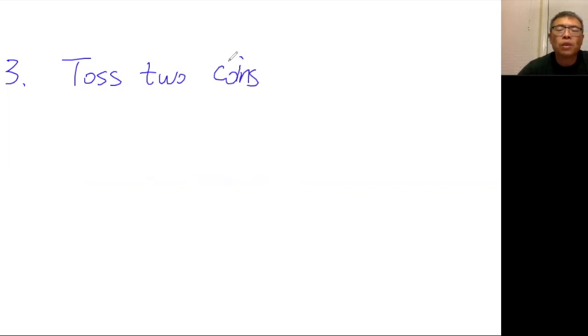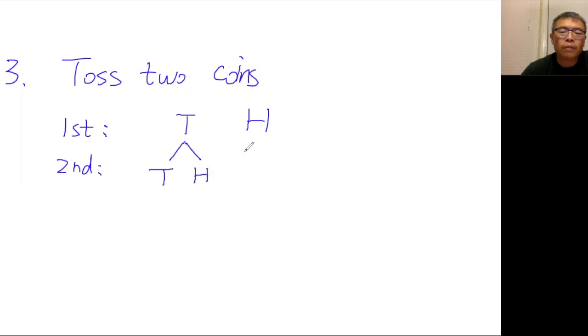Or equivalent, you can toss one coin twice. Once, twice, it's the same thing. So when you toss two coins, your outcome of the two tosses, again, it could be either... In the first toss, you get either tail or head, right? Now the second toss, same thing. You get either tail or head.